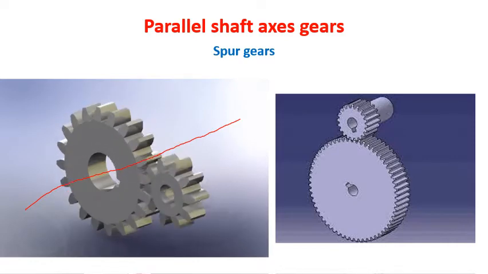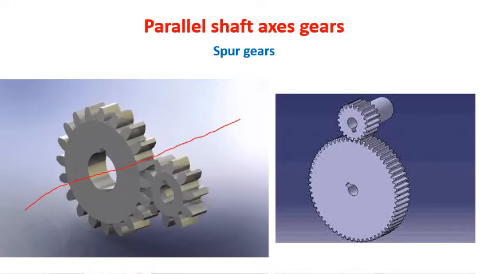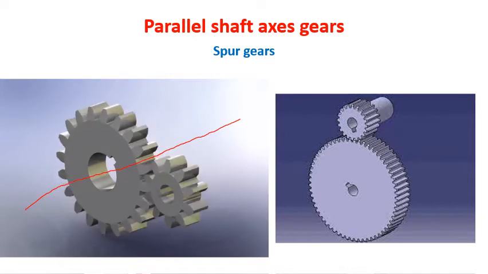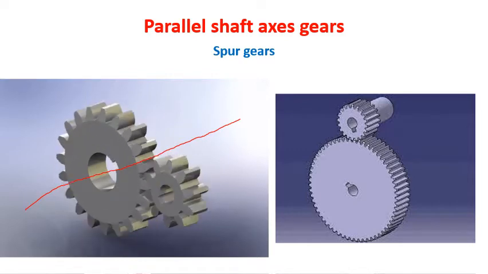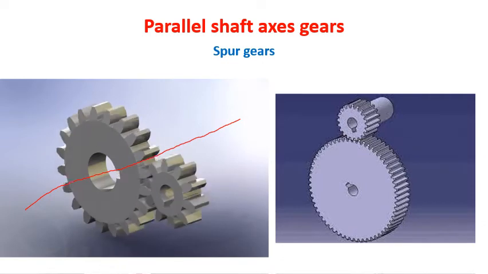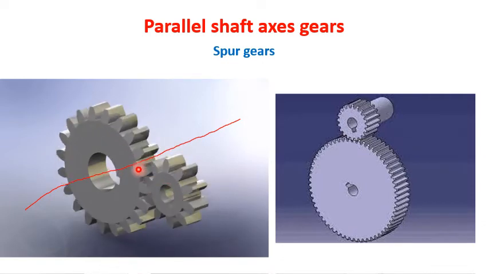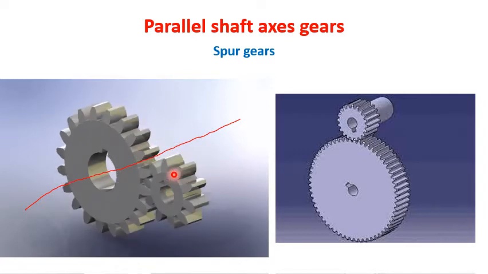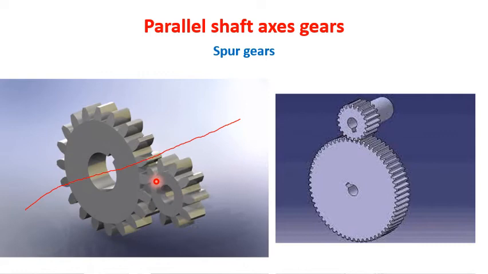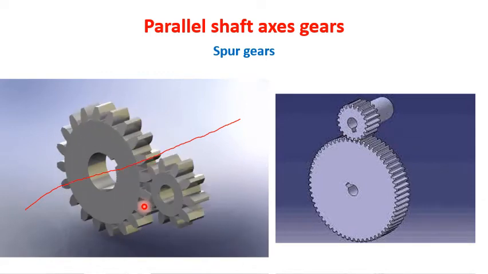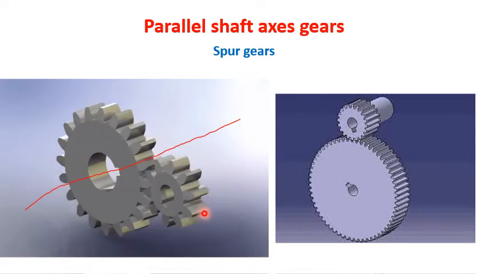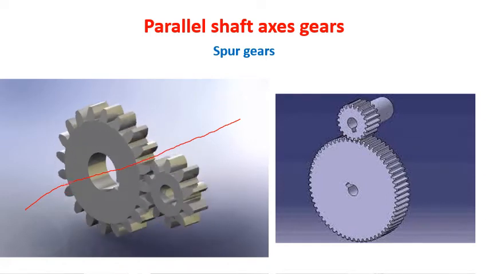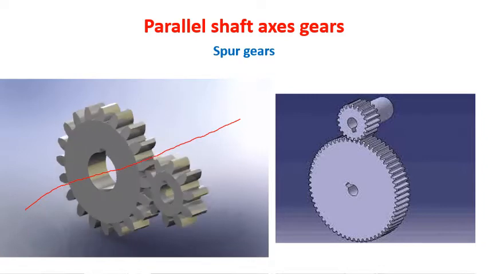Then what are its disadvantages or limitations? These spur gears are not used for high speed application. Why are they not used for high speed application? Because you can see in the video there is a direct impact between the driver and driven teeth. When it is engaging with the opposite gear, there is an impact load, therefore noisy operation. Noisy operation is also one of the limitations of this spur gear, and we can't use it for high speed application.